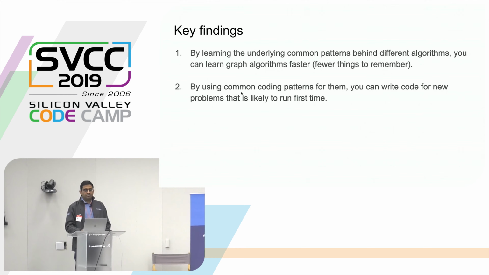Also, by using common coding patterns for the general graph traversal algorithm and then editing it to create the code for the different standard graph traversal algorithms and keeping that coding pattern in your mind, you can write code for a new interview question that is likely to run the first time. Since an interview is a time test, you need to be able to solve the problem, model it correctly as a graph, use the correct graph algorithm that is needed, but also to code it up fast.